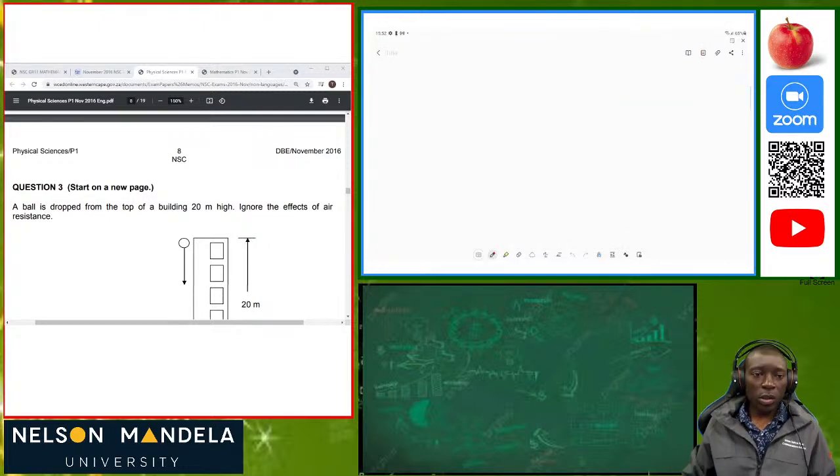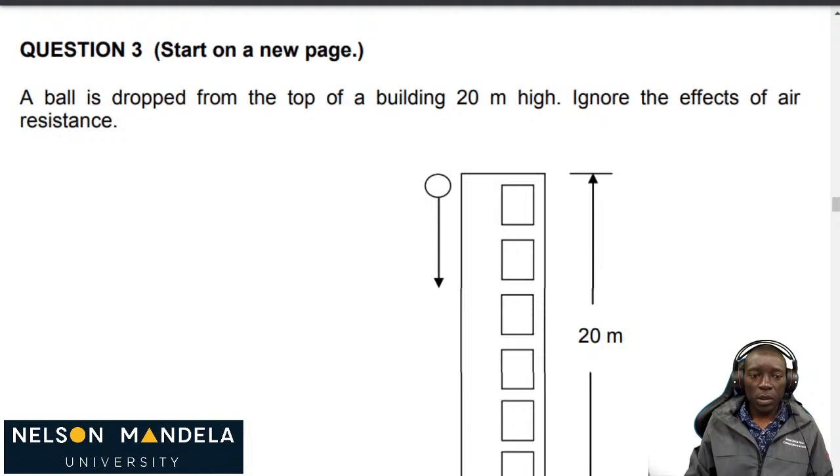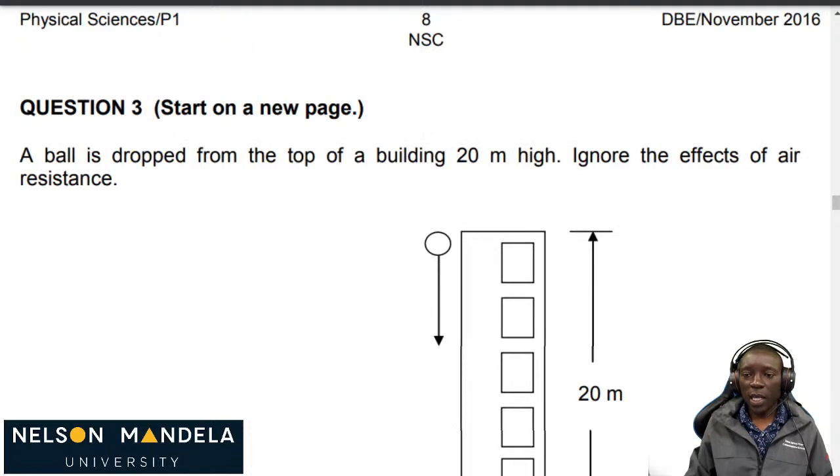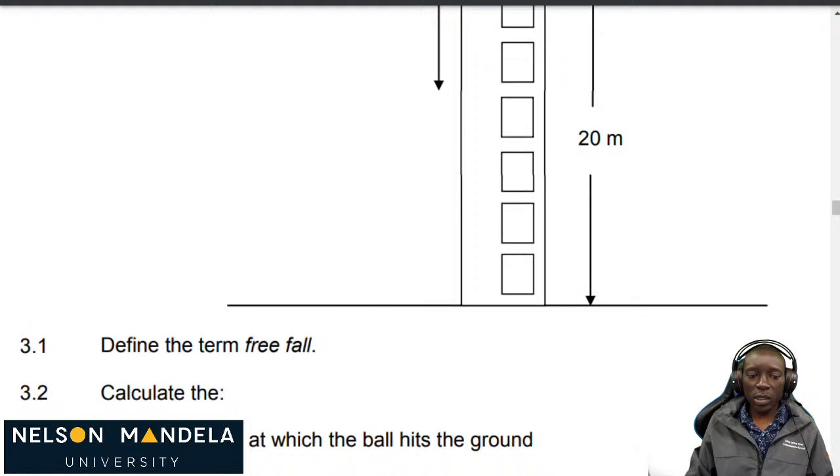Question number 3 will be our first one. Let me give you a zoom in on that question. A ball is dropped from the top of a building 20 meters high. Ignore the effects of air resistance. There is the diagram with a ball at the top of a building. The building is 20 meters high. The first question says define the term free fall.